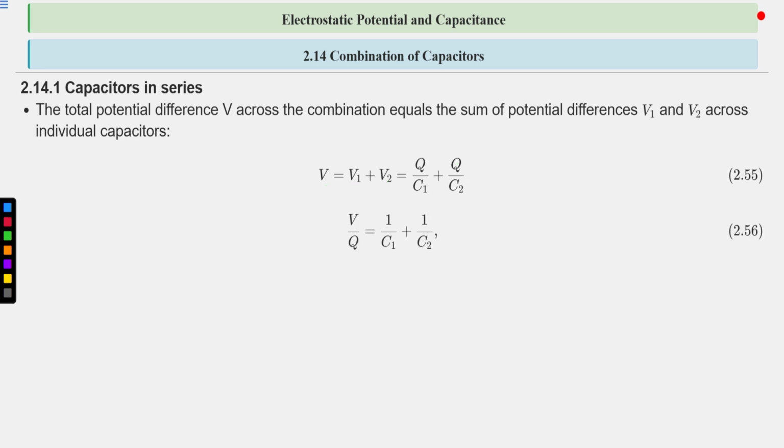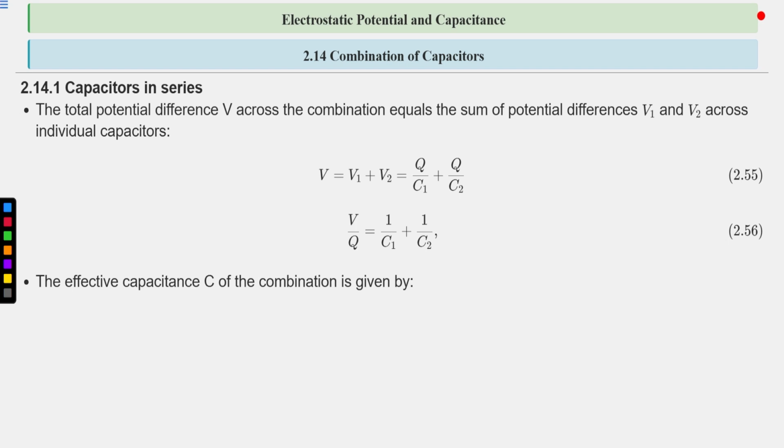So from here V equals Q by C1 plus Q by C2. Taking Q common and rearranging, it becomes V by Q equal to 1 by C1 plus 1 by C2. So what is V by Q? V is the potential difference across the combination, and Q is the charge on each capacitor in series. Since C is equal to Q by V, V by Q becomes 1 by C. And that C is the capacitance of the combination, the equivalent capacitance of the combination.